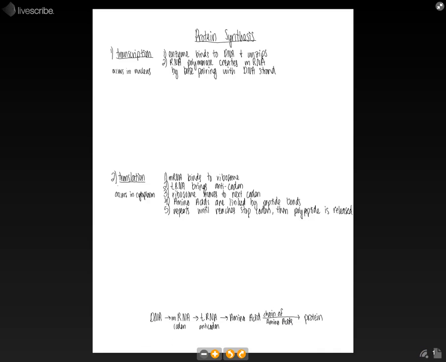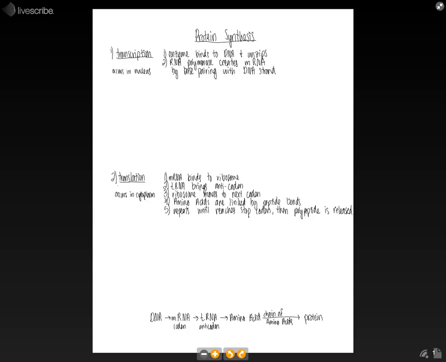This lesson is going to go over the steps of protein synthesis. There are two phases: the first is transcription and the second is translation. First off, transcription is going to occur in the nucleus. An enzyme is going to bind to our double-stranded DNA and unzip it into single strands.